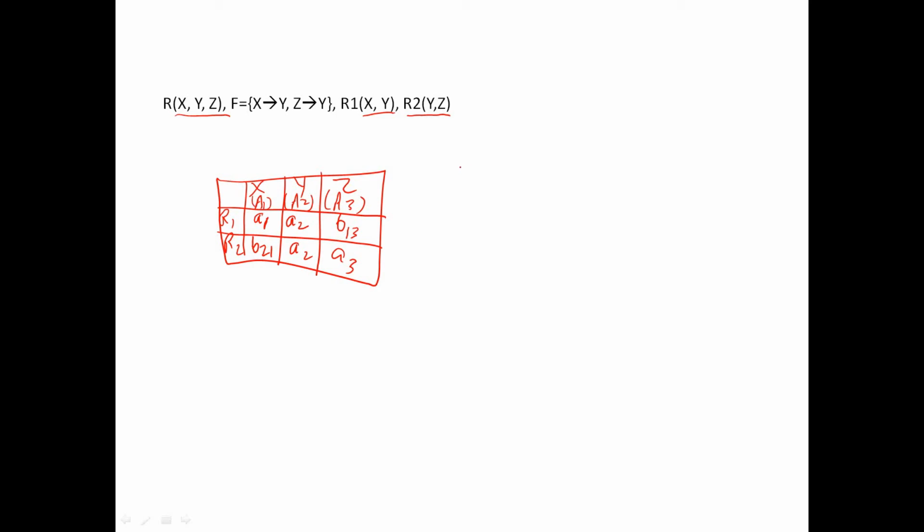Now I'll check every functional dependency. For X arrow Y, am I getting the same X? No. If I get the same X, then I'll check for the same Y or not. Since the X are not the same, I'll not go for any change. So no change is required here.